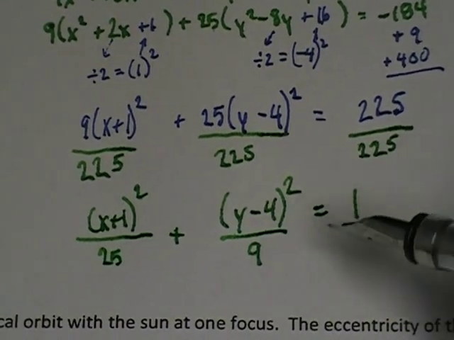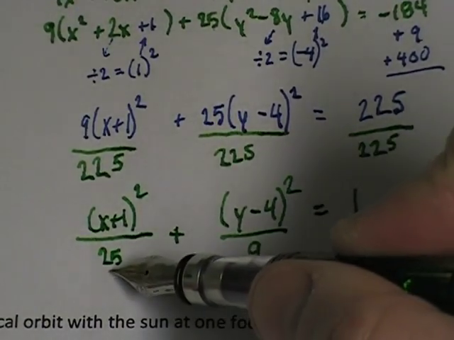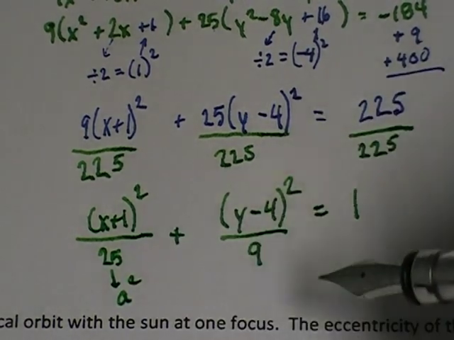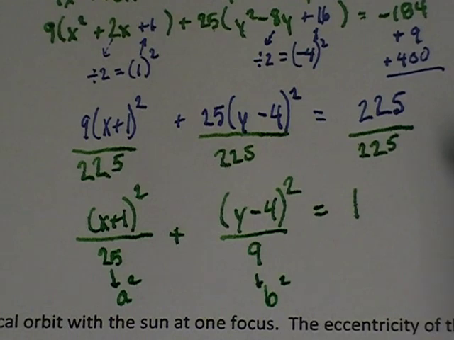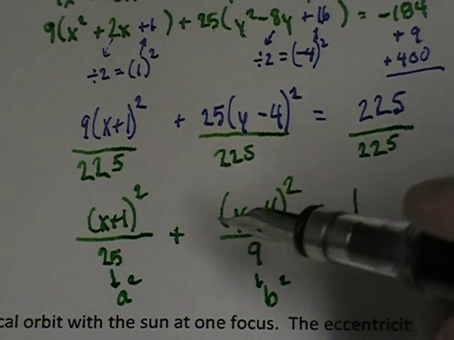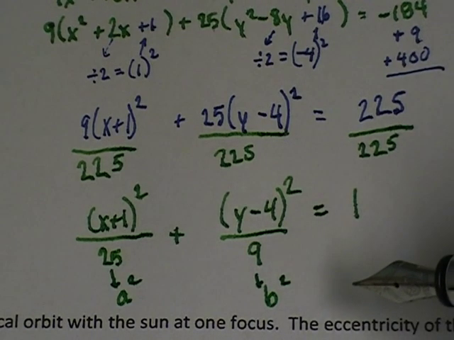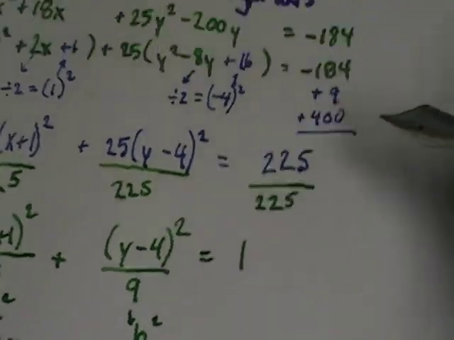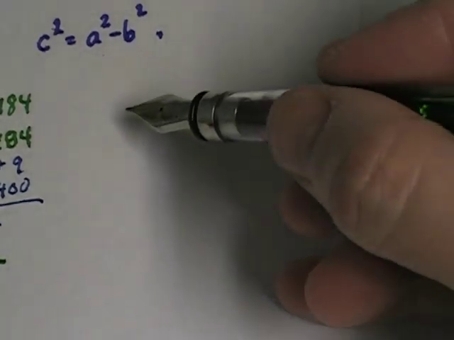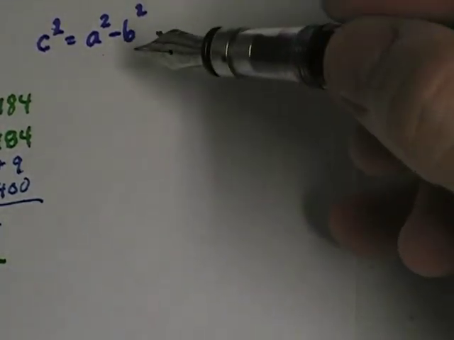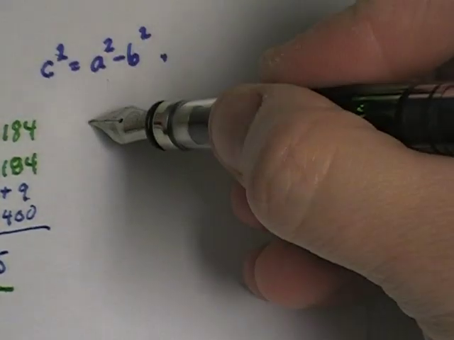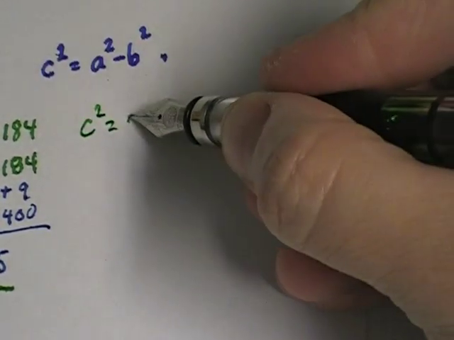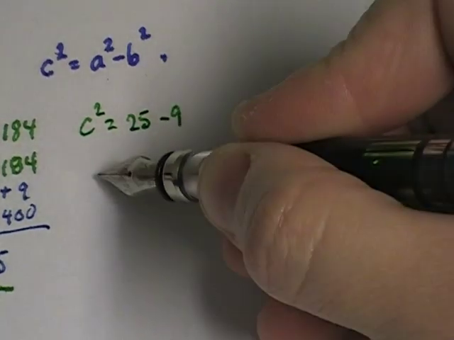And now you've got this equation. So what do you know? That is a squared. That is b squared. 25 and 9. Okay, if you know a squared and b squared, you can finish this problem. So let's take this up here and finish the problem. Matter of fact, I've already got the equation written, right? From earlier. c squared equals a squared minus b squared. So c squared equals 25 minus 9.